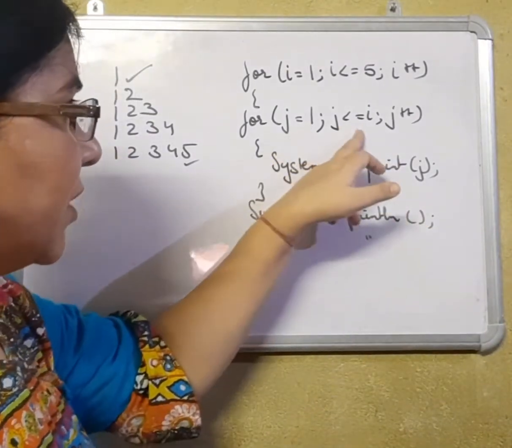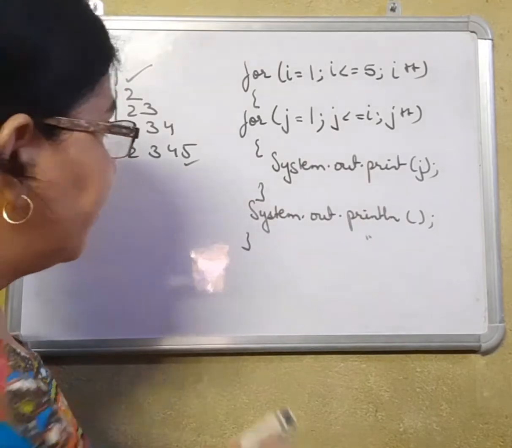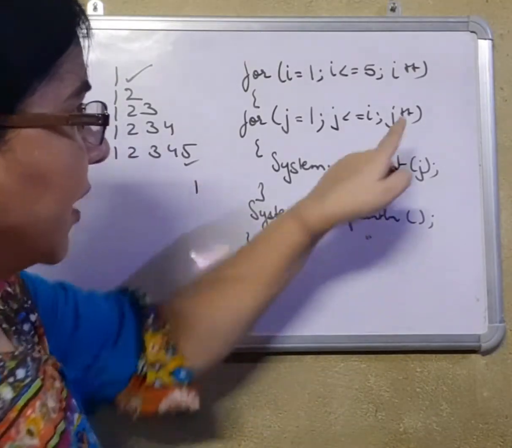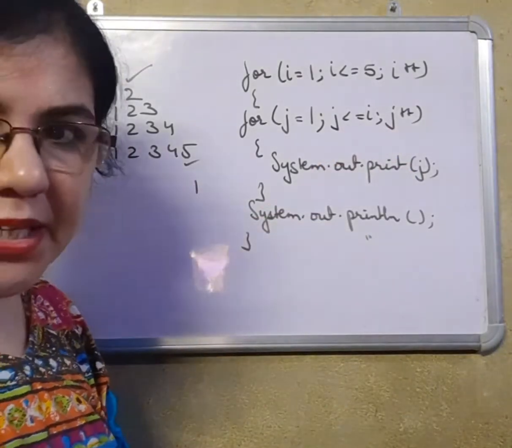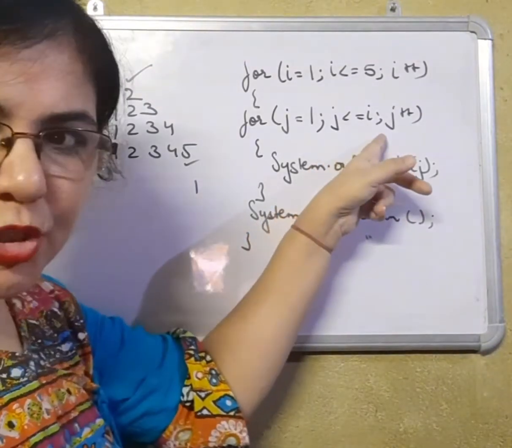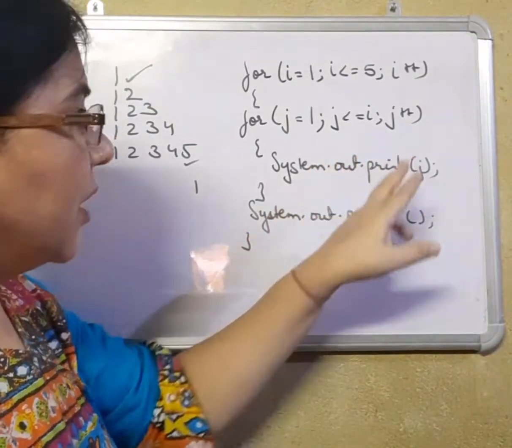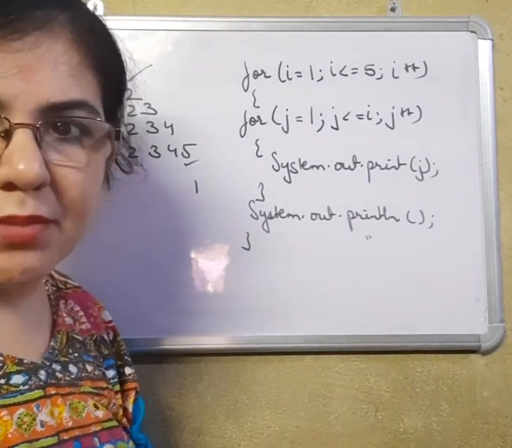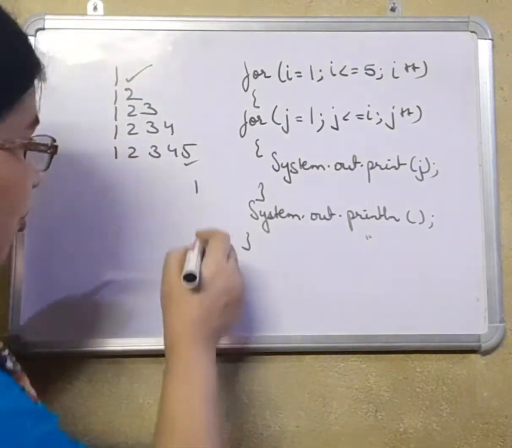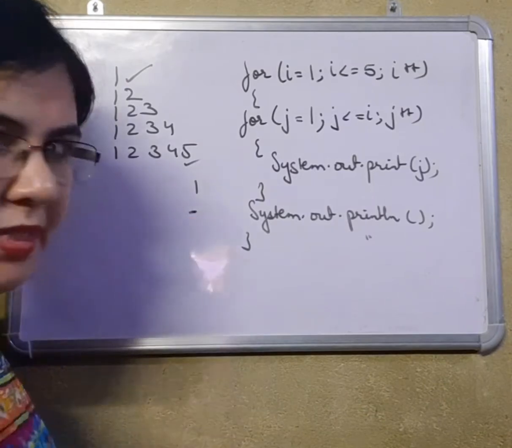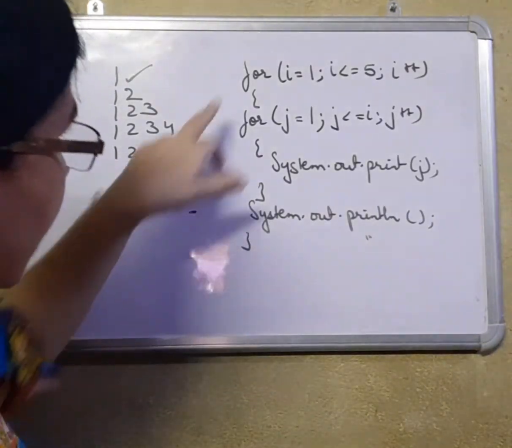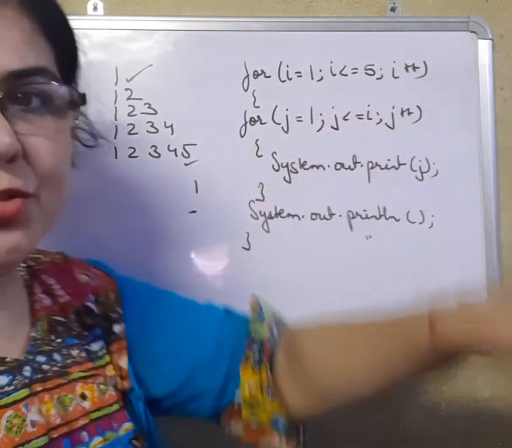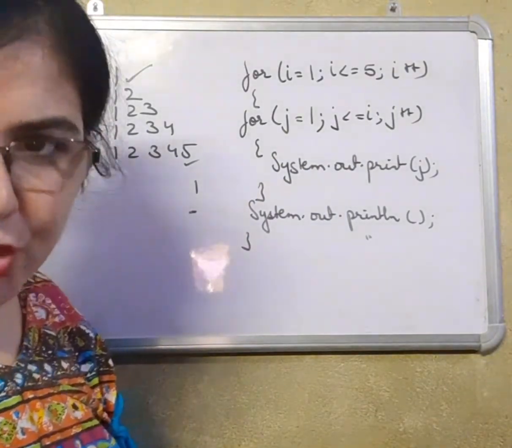So J is 1, 1 is less than equal to 1, it will print 1. Then J++, J will increase and become 2. 2 is less than equal to 1? No. It will come out of the loop, and here the command is System.out.println, so now the cursor will come to the next line. From here it will go back and then I++, I will increase and become 2.